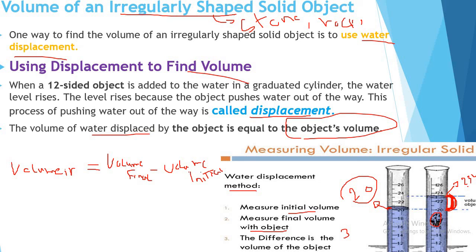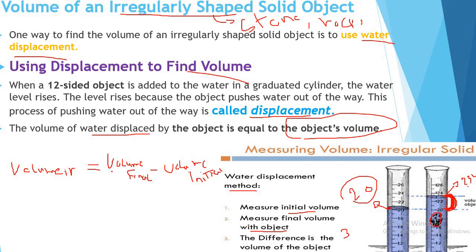Again, we use this water displacement to measure an irregularly shaped solid object. If you put this irregular shape in the container in water, what happens? The water rises up. This process of pushing water out of the way is called displacement. So this rise is called displacement. The volume of water displaced by the object is equal to the object's volume.